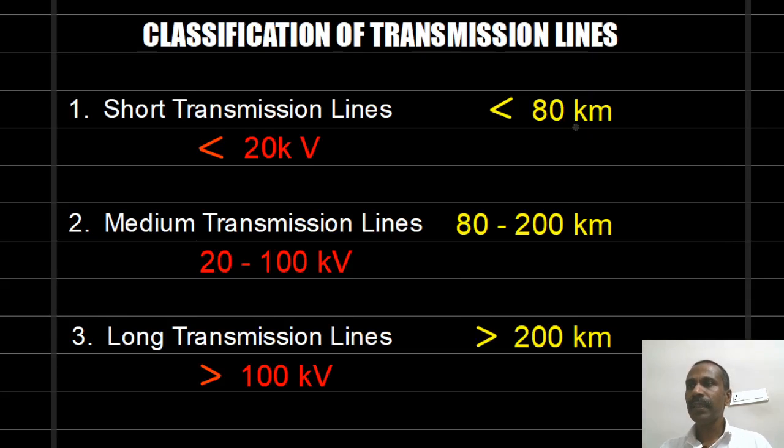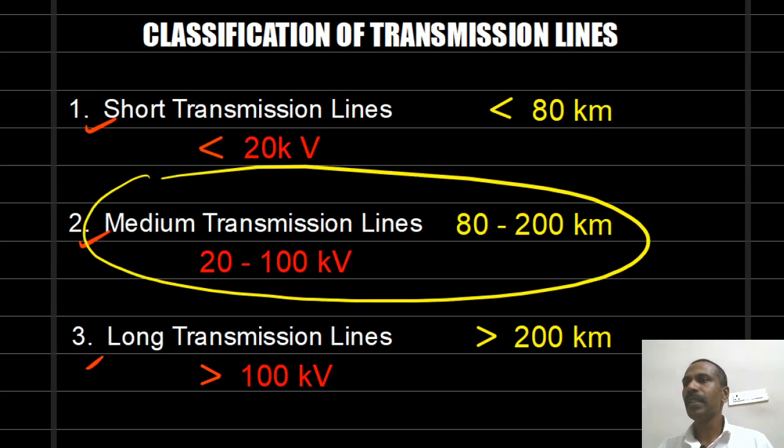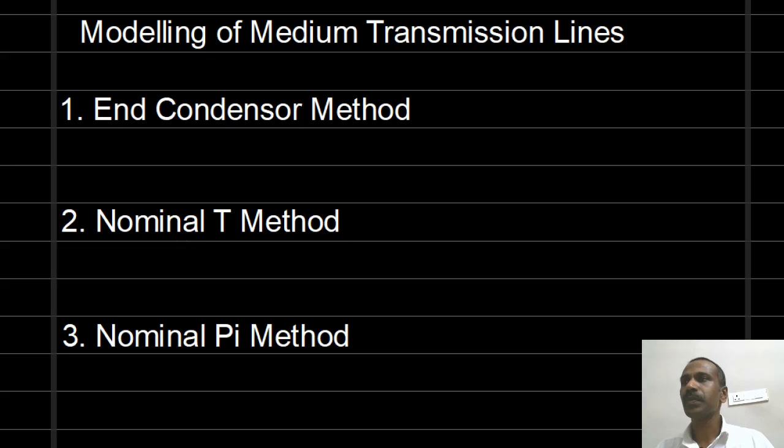Based on the length and operating voltage, we can classify the transmission lines into short, medium and long transmission lines. And in this class, we are going to study the medium transmission lines. When you model the medium transmission lines, we have to consider the effect of capacitance of transmission lines. And based on the location of the capacitor where it is placed, we can classify the modeling into end-condenser method, nominal T and nominal pi method.